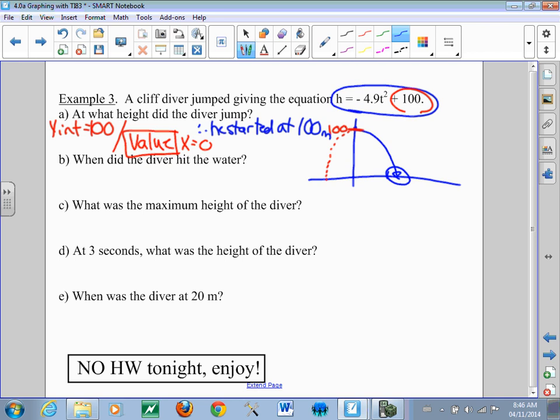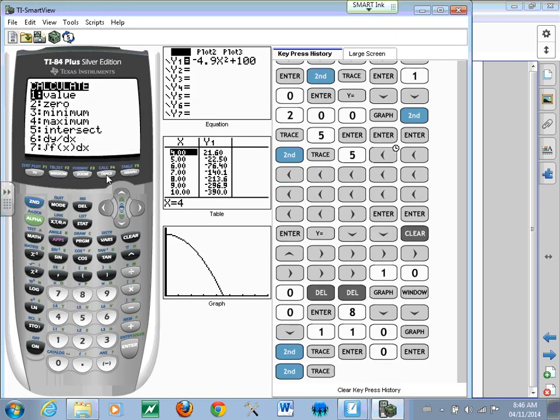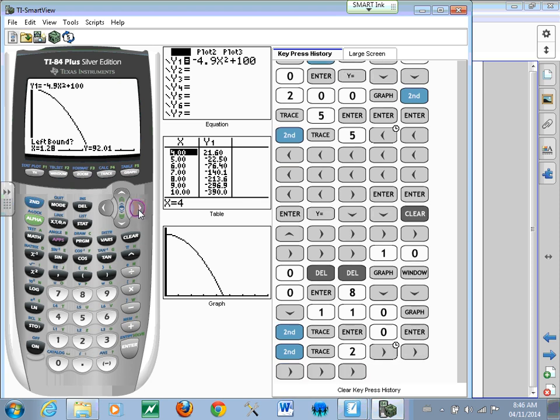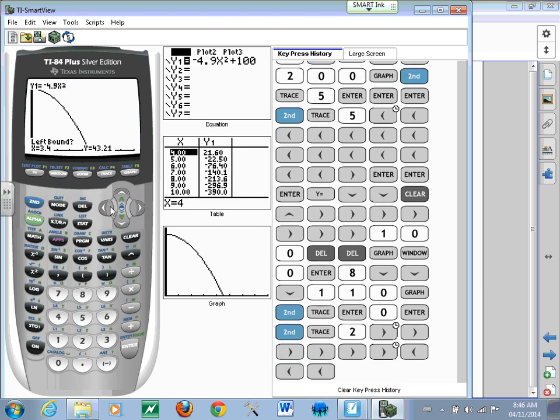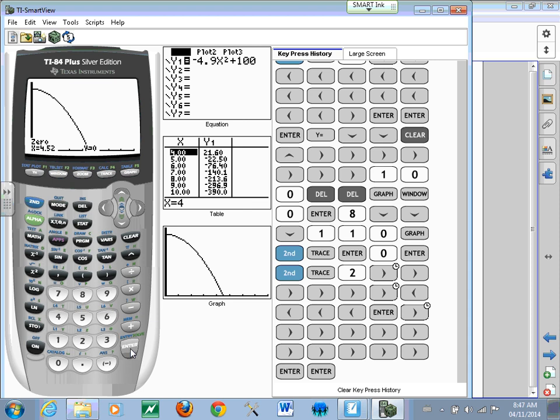Okay, when did the diver hit the ground? Again, we're looking for this y-intercept. That's a 0. Okay, so we'll press, go to the calculator, second trace, 0. Okay, and we're worried about this one over here, so just cursor over a bit. Okay, hit enter. Right bound, make sure you go negative for your y's. Okay, and you'll find 4.52 seconds.